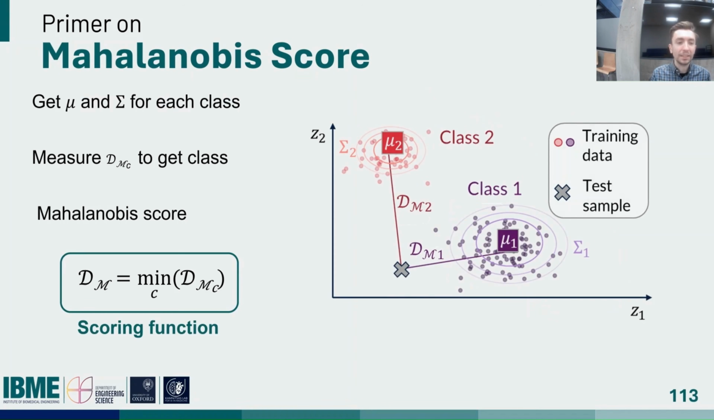And if there's multiple classes in the data, what we do is we calculate the mean and covariance for each class in the training data. Then when given a new test input, we can measure the Mahalanobis distance to each class centroid. And we can use the minimum Mahalanobis distance as our scoring function.